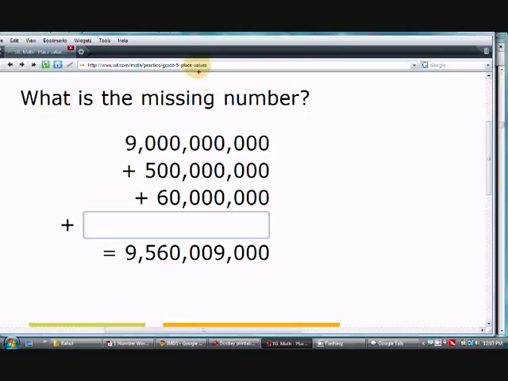What is the missing number? We got what is here? 9. 9 is here. 0, add up. What is that? Add up all this value.